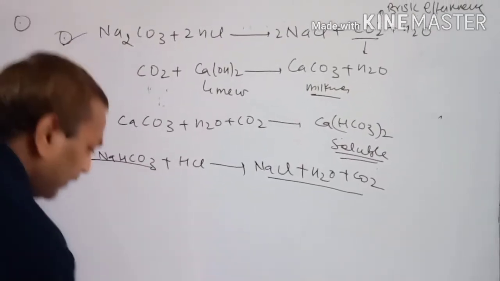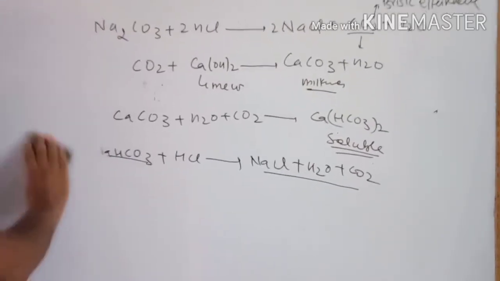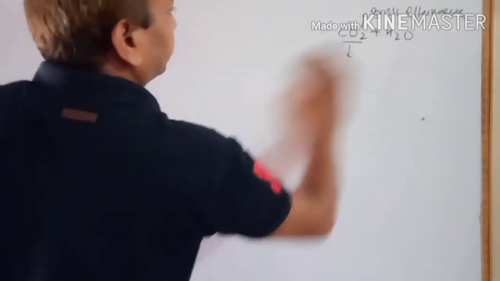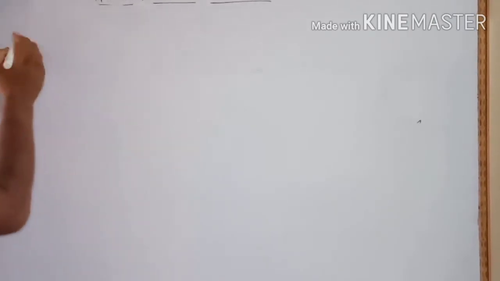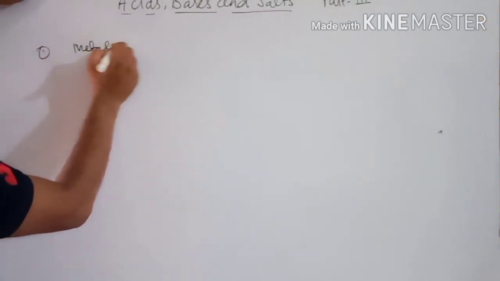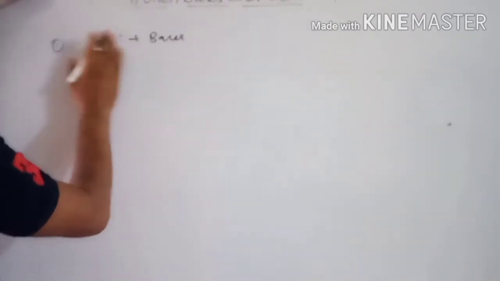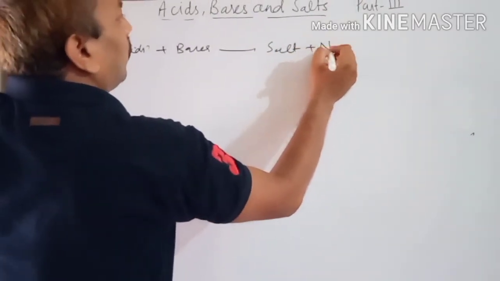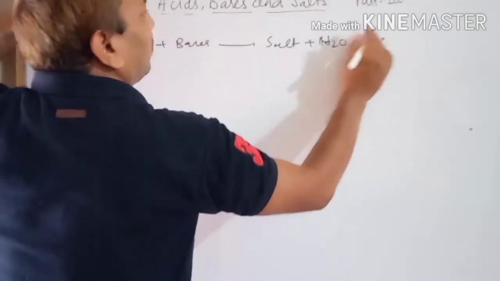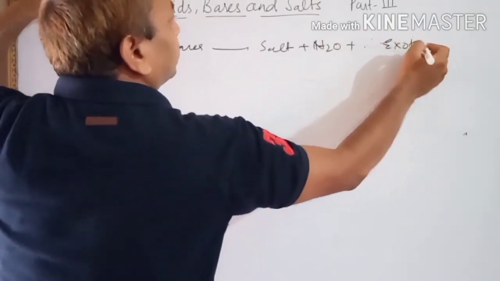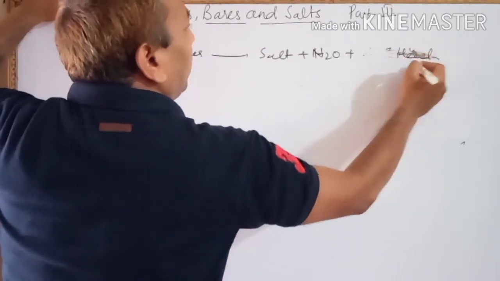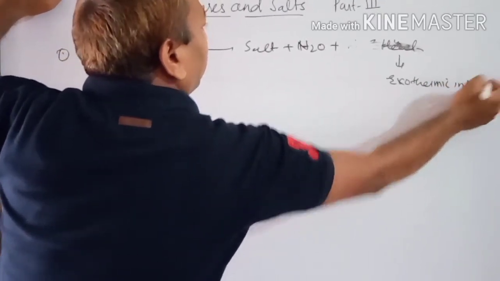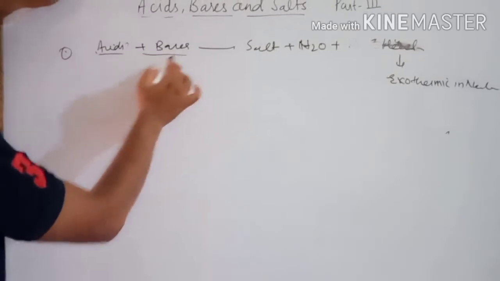Now the next chemical reaction is very important: when acid reacts with bases, it gives salt plus water. This is a neutralization reaction, exothermic in nature, with evolution of heat. So this is a neutralization reaction, very simple, we know.